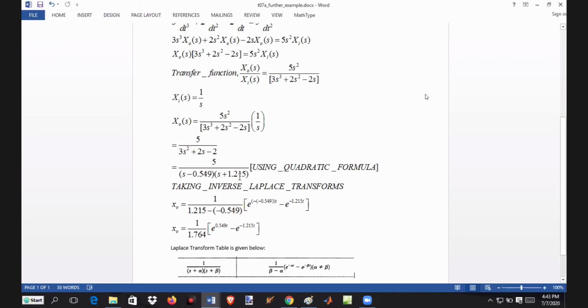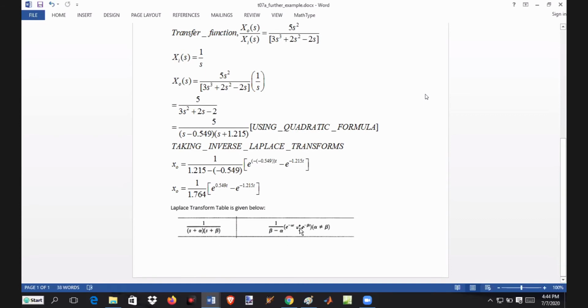It could be J or I like that: 1.215 J or 1.215 I. Complex number, it's the same. You just put the J there. If you got J, then alpha and beta will have J also. You just follow everything, then it should work out.